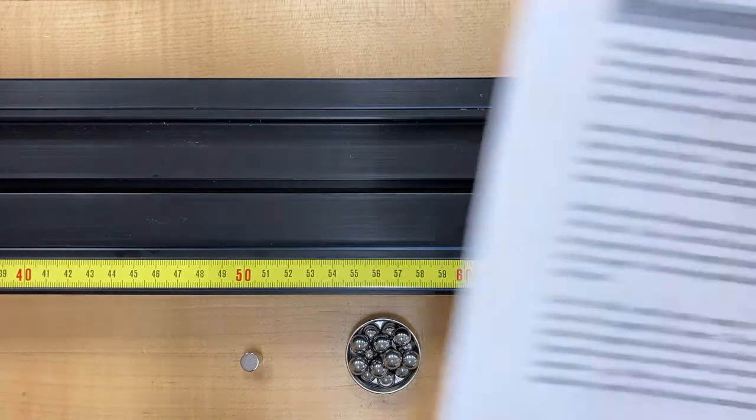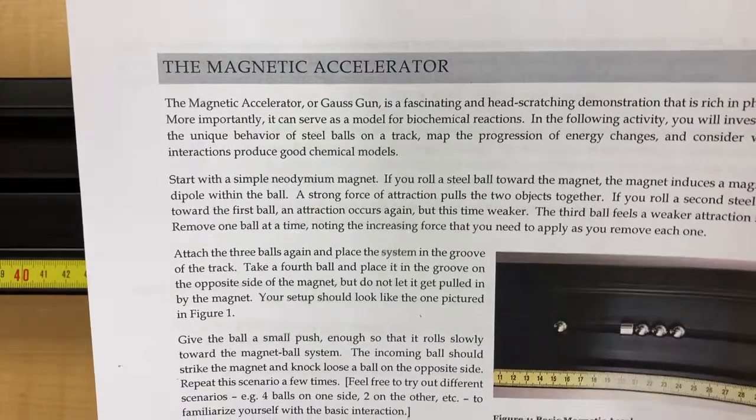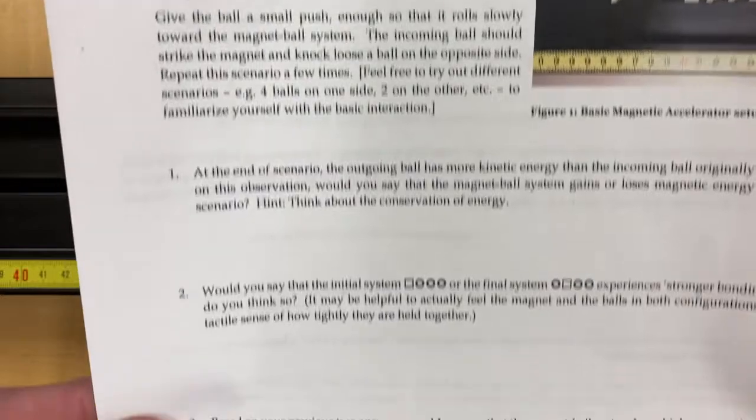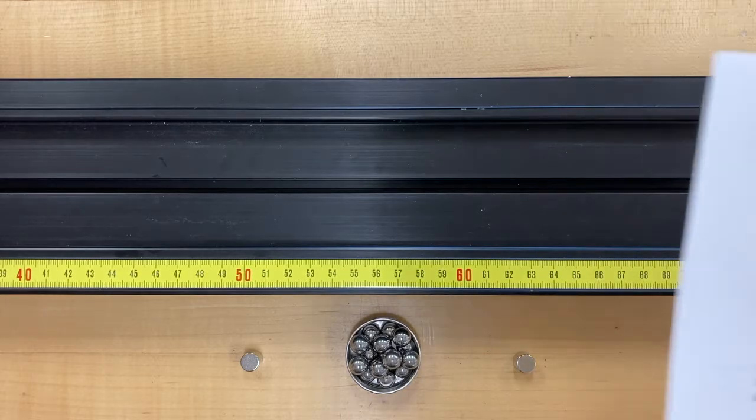So hopefully what you have in front of you is this activity called the Magnetic Accelerator, which is two front and back pages of questions that go along with the little experiment that's here. The fact that you have this video means that you're not able to be in class today, but you can still view what this experiment looks like.